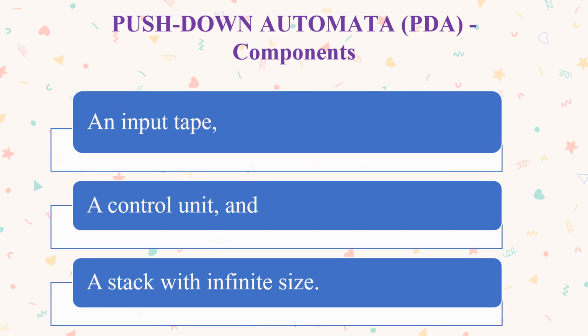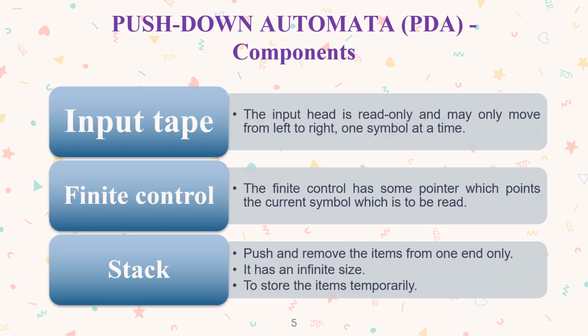There are three components included in a pushdown automaton: an input tape, a control unit, and a stack with infinite size. The three components are defined as follows. Input tape: the input head is read-only and may only move from left to right, one symbol at a time. Then finite control: the finite control has a pointer which points to the current symbol to be used. That is, it may be the string.